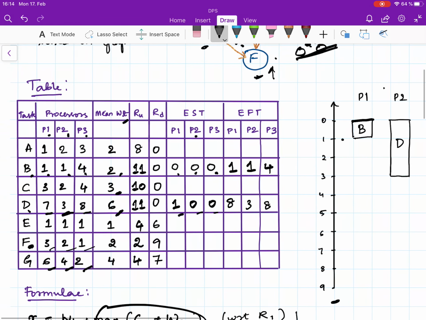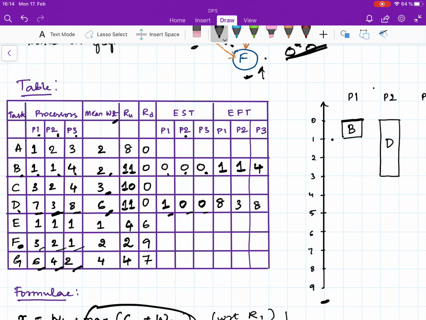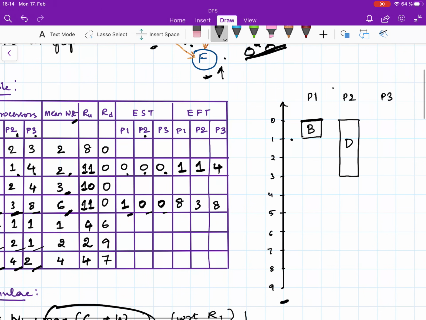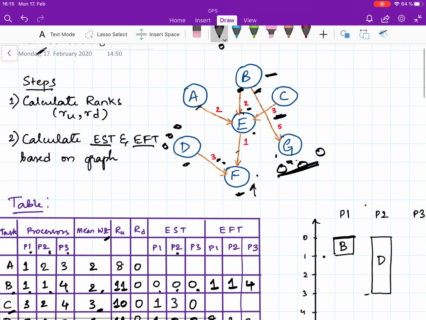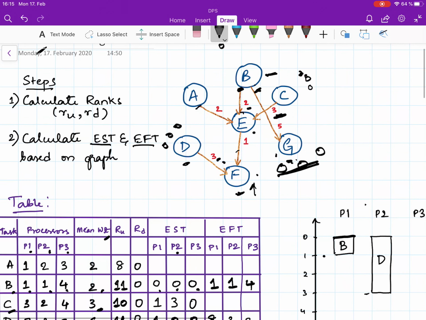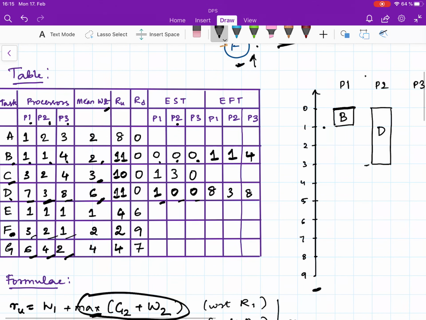Next we'll come to the one which has the next higher ranking, which is 10. So it is C. So when are the processors ready to take C? Processor P1 is not ready till 1, and processor P2 is not ready till 3, and processor P3 is ready at 0 itself. Okay, and you also need to check that C does not depend on any other task above it, so it's fine.